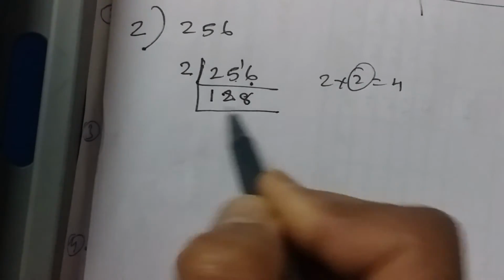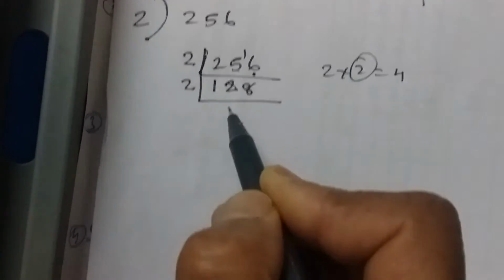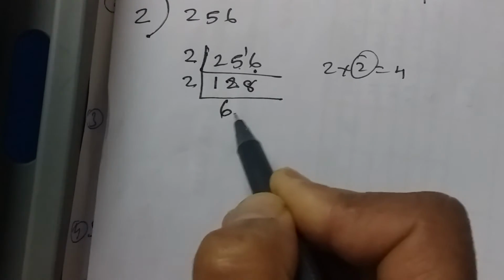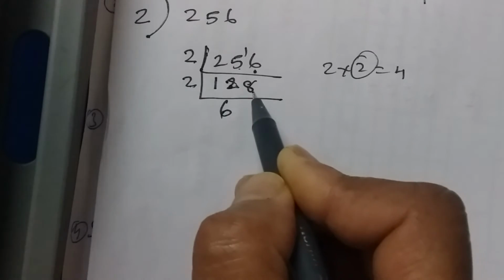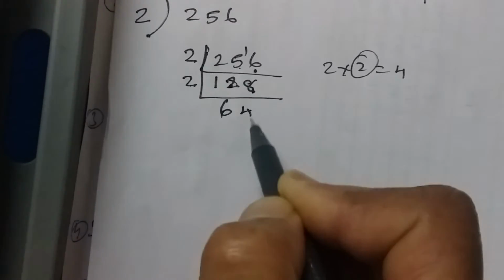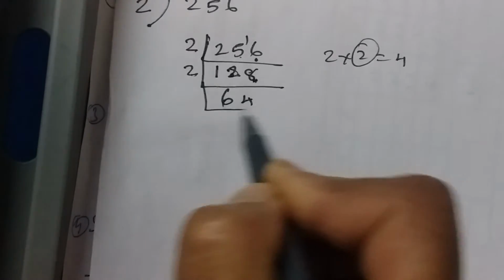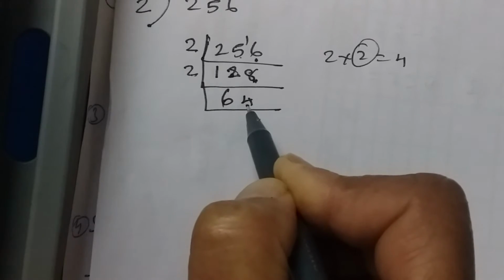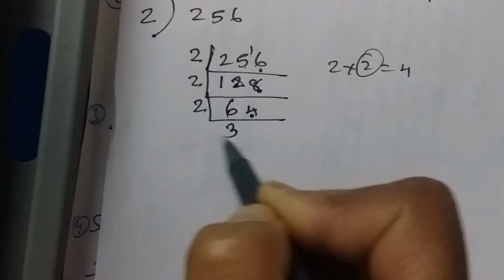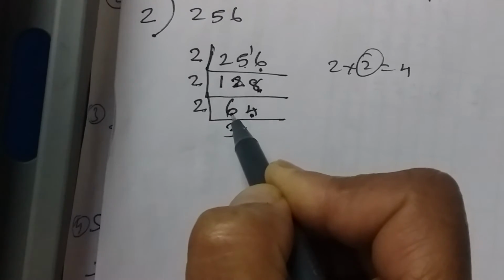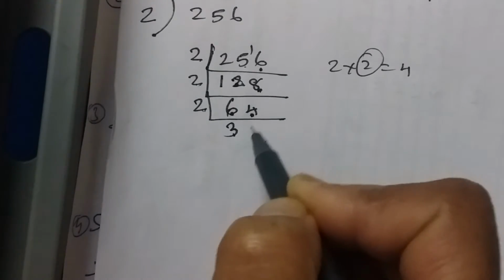128 is again an even number, so divide by 2. Till 12 comes: 2 6s are 12. Is there a remainder? 2 6s are 12, same number, no remainder. So go to the next number. 2 4s are 8. Okay, now 64, ending with 4, is an even number. So divide by 2 till 6 comes. 2 3s are 6, same number, no remainder. So go to the next number.